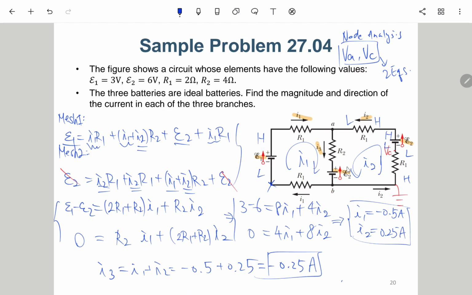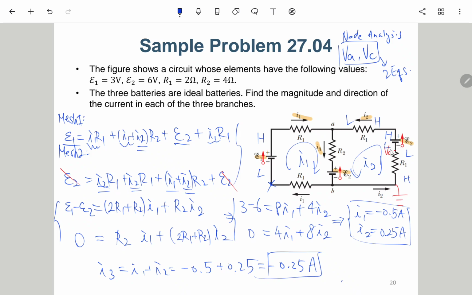E2 is 6 volt, and then I3 is going up 0.25. So it is like this is high, this is low. So this is 6 minus I3, which is 0.25 times R2, which is 4. 4 times 0.25 is 1. So this is like 6 minus 1. This is 5 volt.